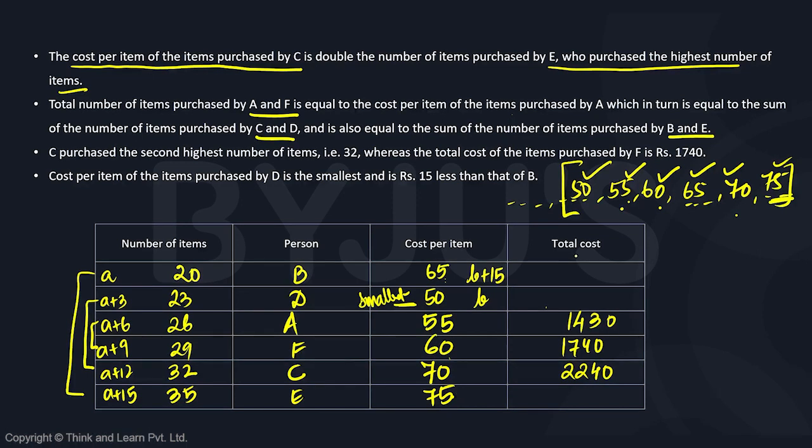Now we can calculate the total cost for each of these. So if we look at the person B, 20 into 65. So 2 into 65 is 130. So it's going to be 1300. If we look at D, it's 23 into 50, which is going to give us 115 and followed by a 0. If we look at E, this is 35 into 75, which is going to give us 55 square minus 20 square, which will give us 2625. So relatively easier.